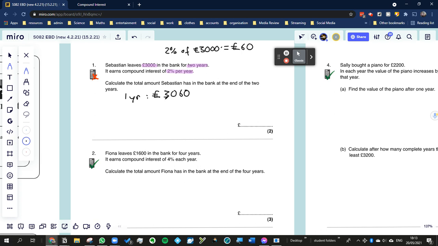Okay. Now, after the second year, it's going to be not 2% of 3,000, but another 2% of 3,060, because the new balance at the start of the second year, or at the end of the first year, was 3,060. So it's going to be 2% of 3,060. Well, 1% of 3,060. So let's just do that over here. 1% of 3,000 is 30, and 60 is going to be, well, before it was 30, so it's going to be £30.60.